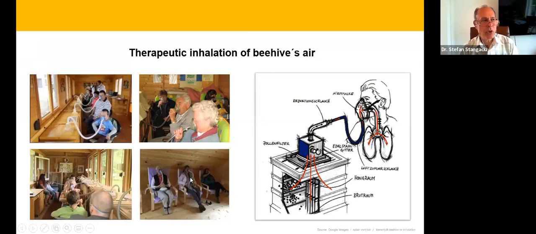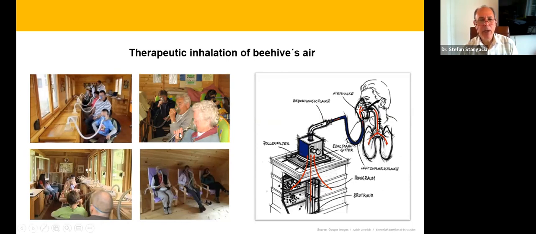It's a method which started in 1987 in Austria. It was the idea from the Hüttner family, and they made a device to extract the air from the beehive and then to use it on the patients. And then in 1989, they started in practice, and then it went to Germany and to many other countries.